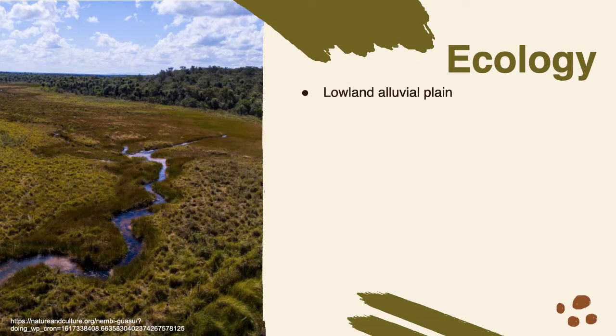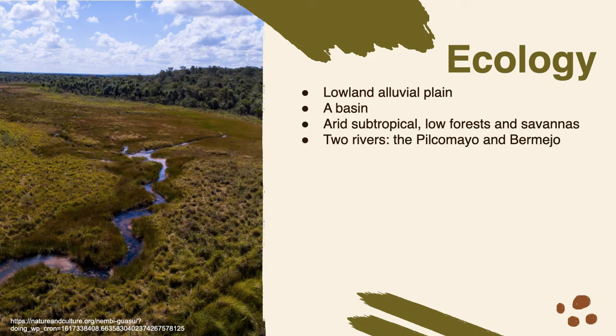The Gran Chaco is a lowland alluvial plain and basin formed by subsidence or downwarping of the area. It's a combination of arid subtropical low forests and savannas. There are two main rivers in the Gran Chaco, which are the Pilcomayo and Bermejo.